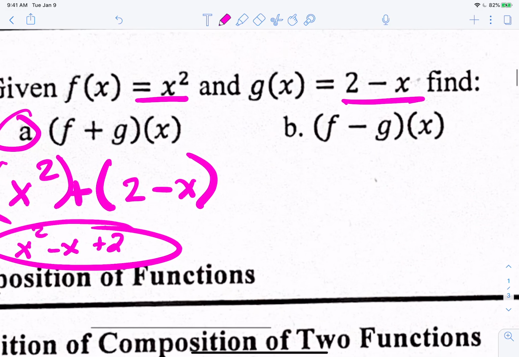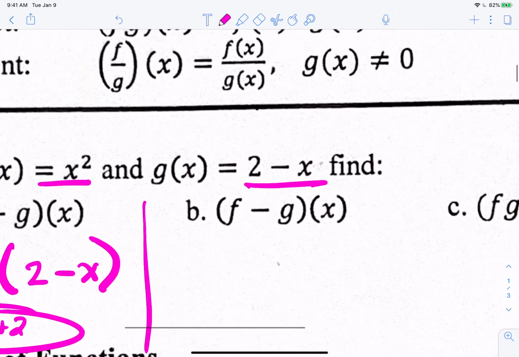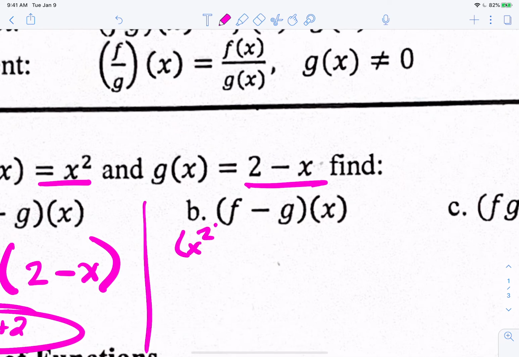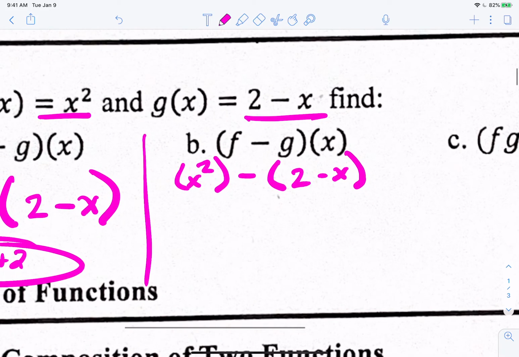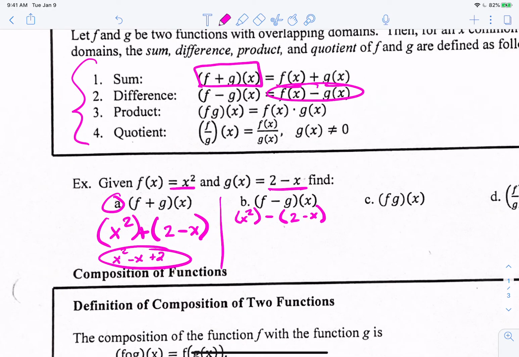Okay? Same thing with f minus g. That just means f of x minus g of x, like it's listed here. So I'm going to take f of x, which is x squared, and subtract g of x, which is 2 minus x. Now, the difference between this one and the plus is what? Yes, we have to distribute the negative. So x squared minus 2 plus x is what that will look like. And then I'm going to put it in descending order: x squared plus x minus 2 is how I'm going to write the final answer.